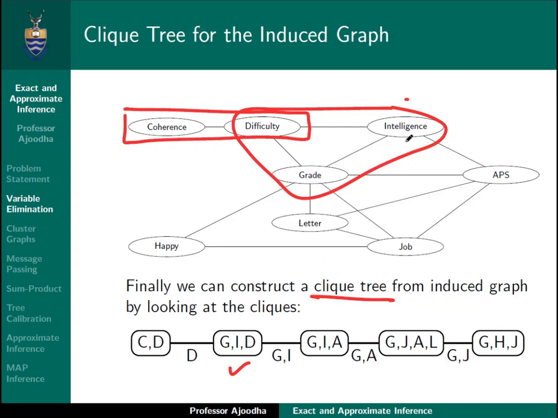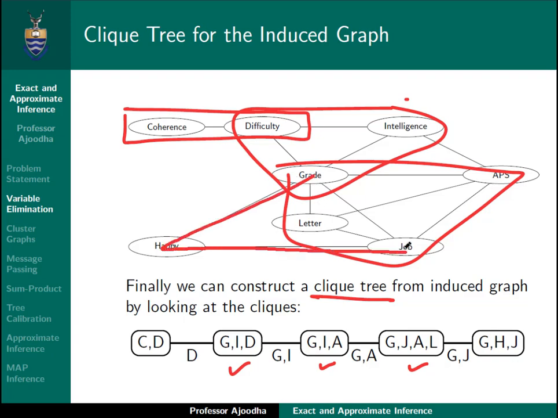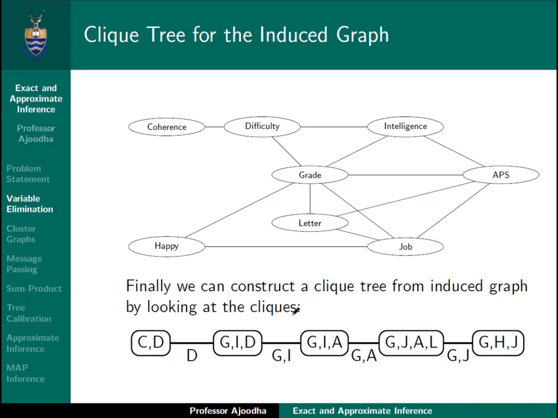And then we also had G, I, and A, which is this one here. And then we had this very complicated one with 4 variables, which was G, J, A, and L. And then we had this other one, G, H, and J, this one here. If we take all of those together and put them into a tree and connect them by the variable that connects them in the induced graph, then we get something called a clique tree.